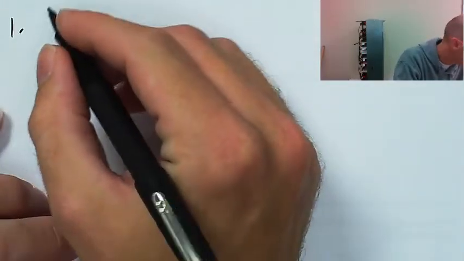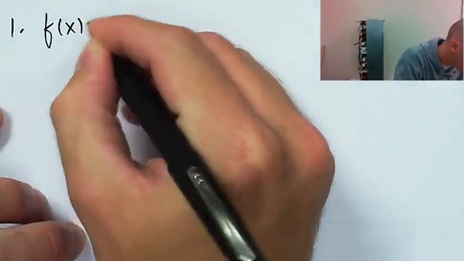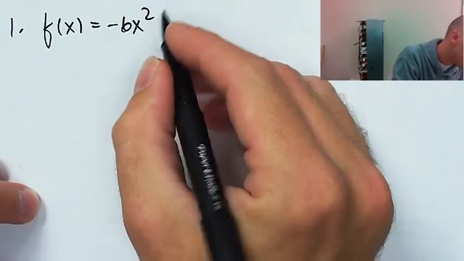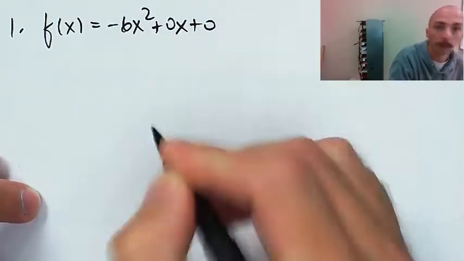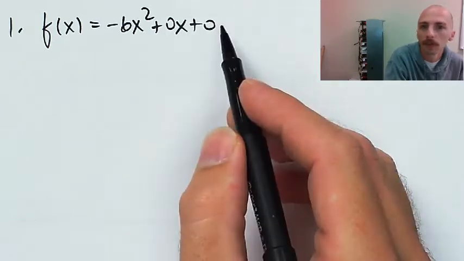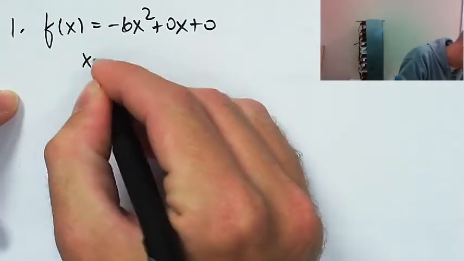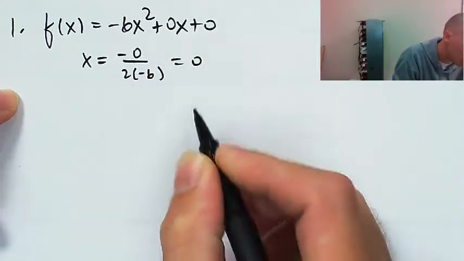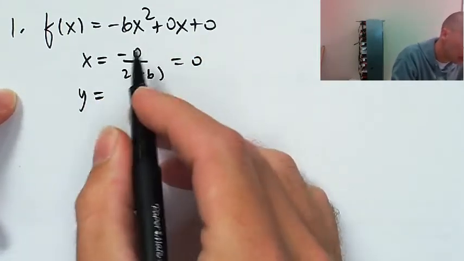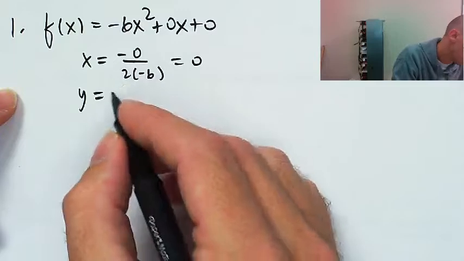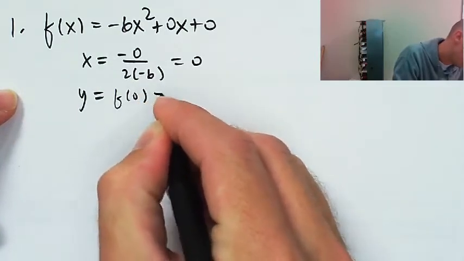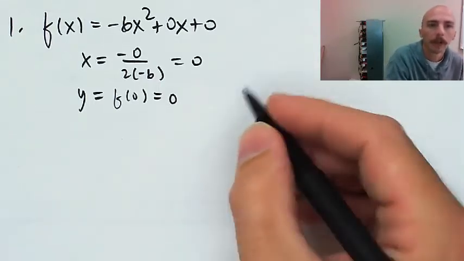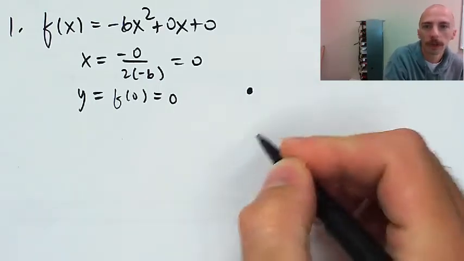All right, f of x equals negative 6x squared. This is negative 6x squared plus 0x plus 0, right? So a is negative 6, b is 0, and c is 0. So the x-coordinate of the vertex is negative b over 2a. That's going to be 0. And then y is what happens when I plug in x equals 0. So it would be f of 0, which is negative 6 times 0 plus 0 plus 0, and that's just going to be 0. So I've got my vertex over here at the origin.